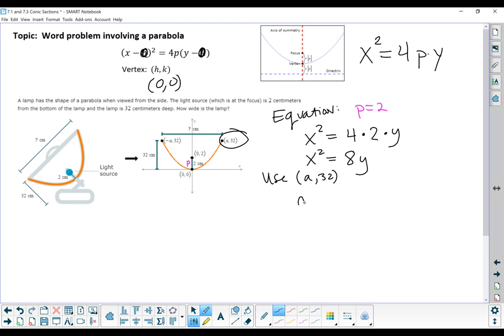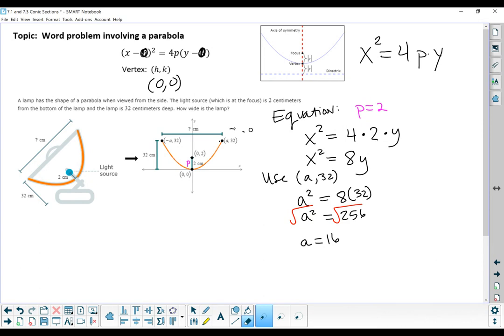So I'm going to sub in a for x, and I'm going to sub in 32 for y. That gives me the equation a squared is equal to 256. And so if we square root both sides, we get that a is equal to 16. So that means this point over here on the edge is (16, 32). That means this one over here is (-16, 32) because parabolas are very symmetric things.